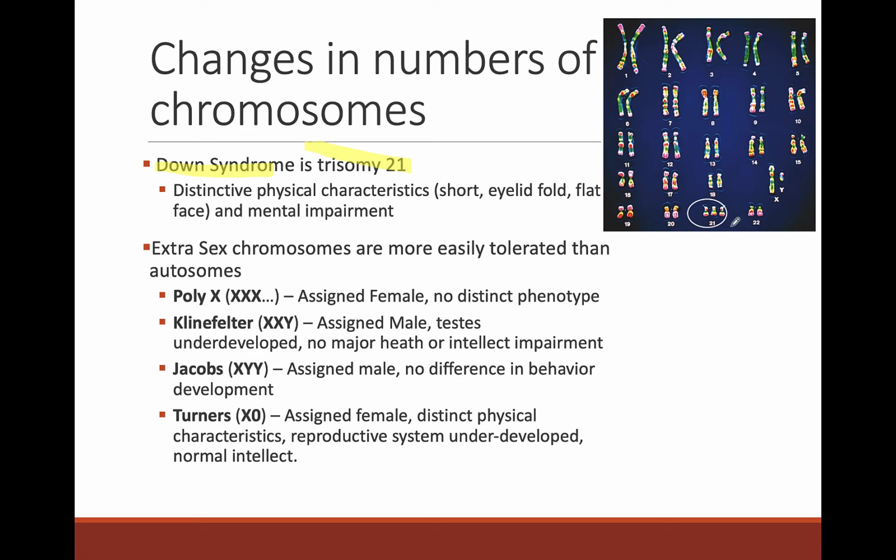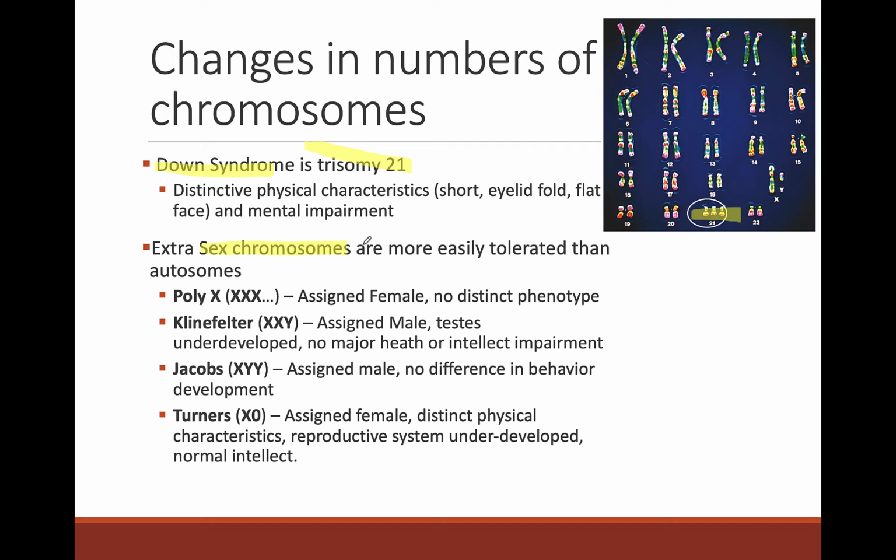This karyotype shows an individual with an extra 21 chromosome, resulting in Down syndrome. Trisomy 13, Patau syndrome, and trisomy 18, Edwards syndrome, can also occur, but most individuals die in the first few months of life. All other autosomal changes don't survive to birth. There are several chromosomal abnormalities of the sex chromosomes, and they are tolerated better than those of autosomes.